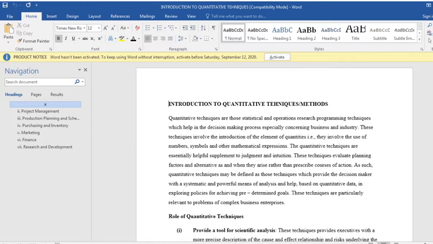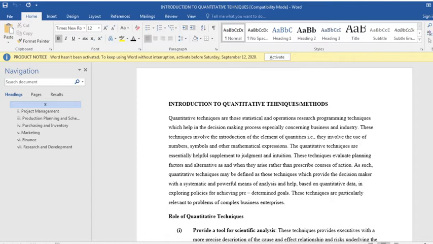The first topic that we are supposed to look at in this unit is the introduction to quantitative techniques or quantitative methods. Here, I'm going to explain why it is important for a student or a learner to be in a class and to be taught quantitative techniques or quantitative methods.